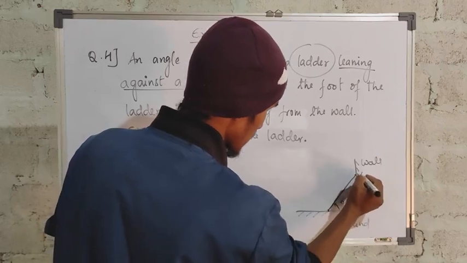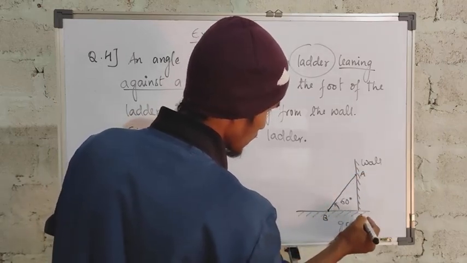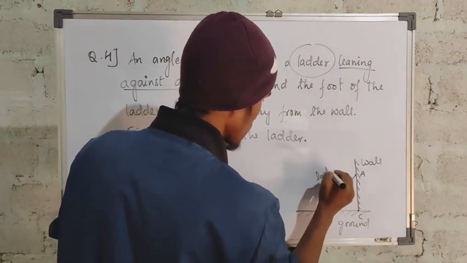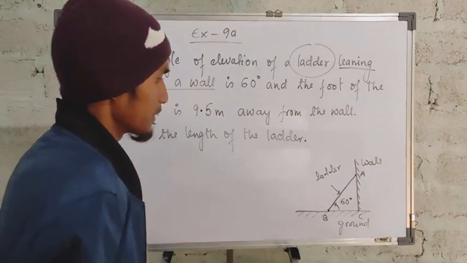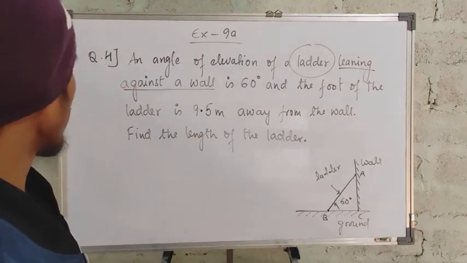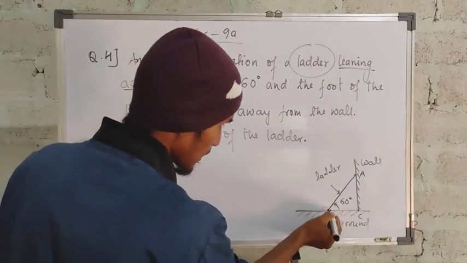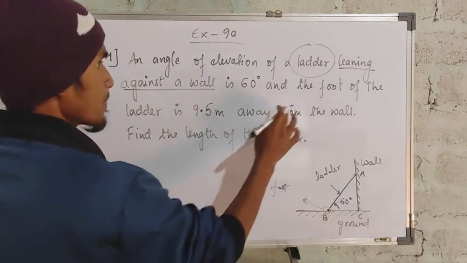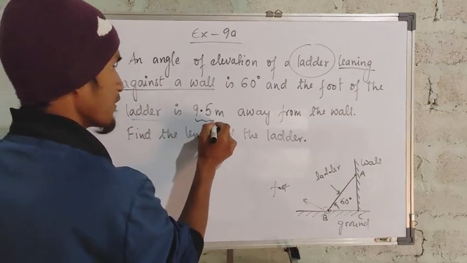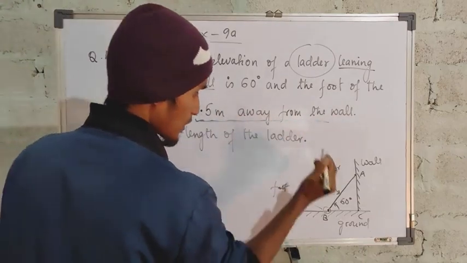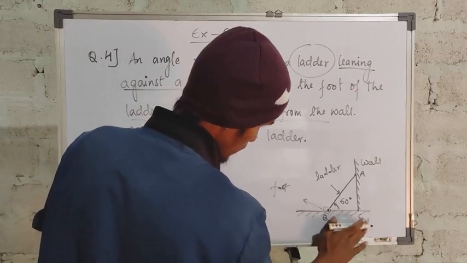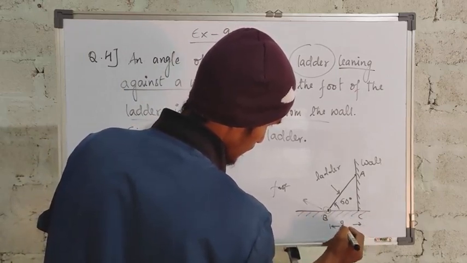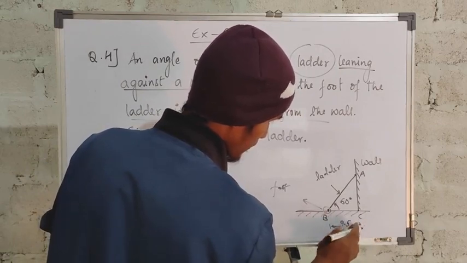Okay, consider this as A, then B, then C, then this will be the ladder. Okay, and the foot of the ladder, this is the foot of the ladder, and this is the wall. Now, the foot of the ladder is 9.5 meter away from the wall. 9.5 meter away, okay, from here to here is 9.5 meter.